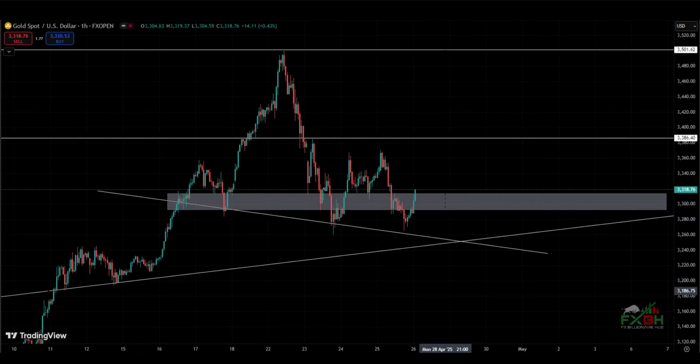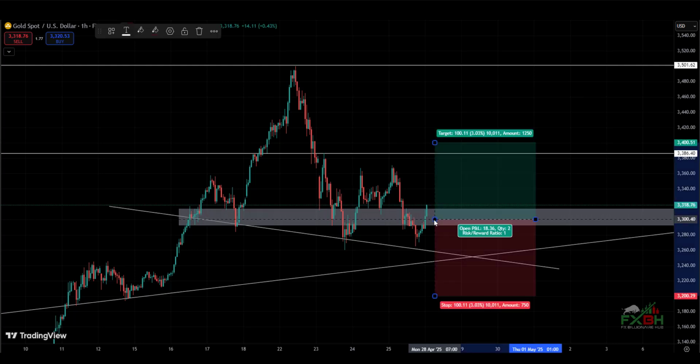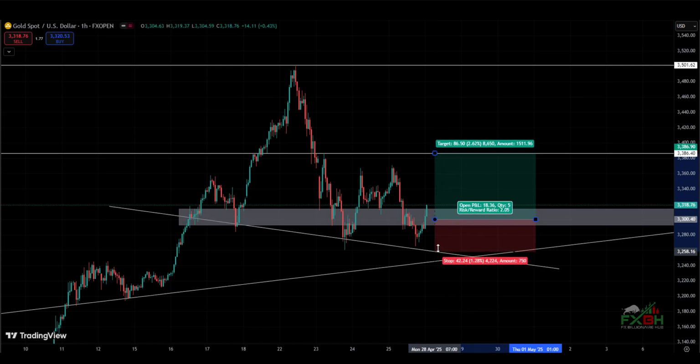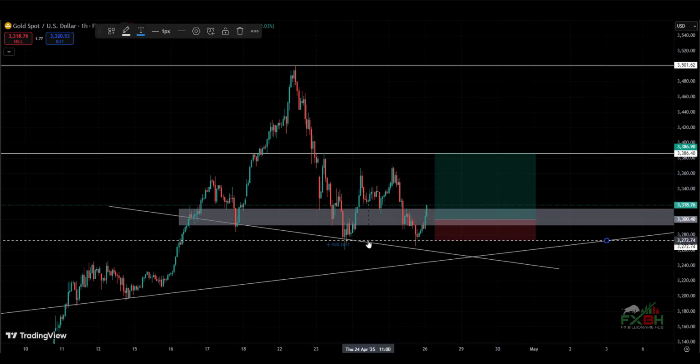Okay, so let's delete the Fibonacci level, and if we want to delete the previous support area, and if we want to draw our entry zone, let me draw it. It should be, or it could be, around that particular area. Okay, and our SL should be around that particular area.